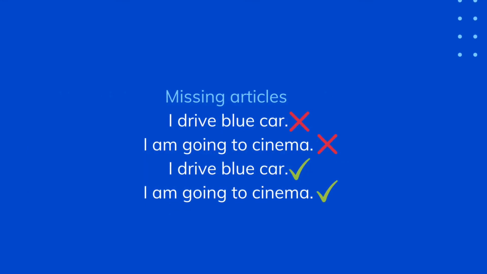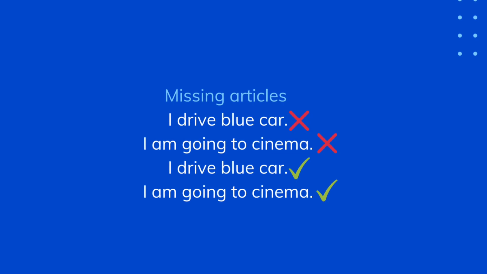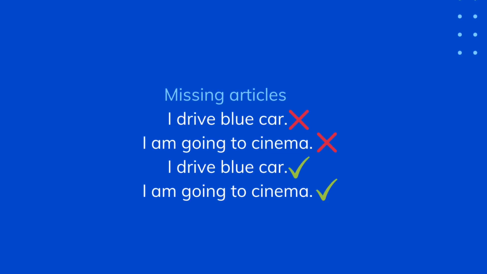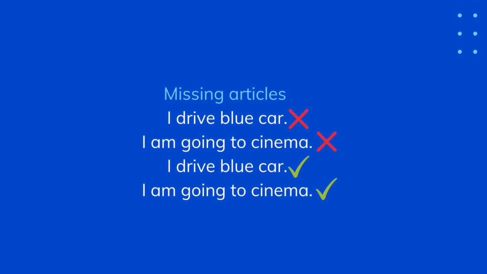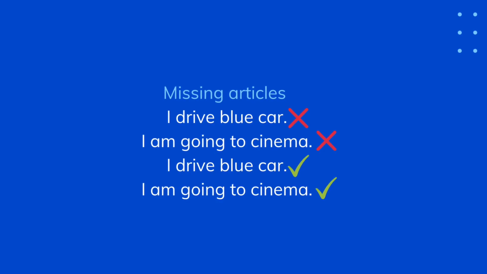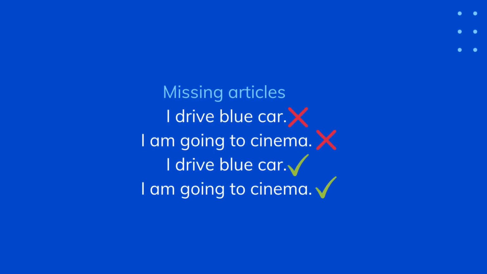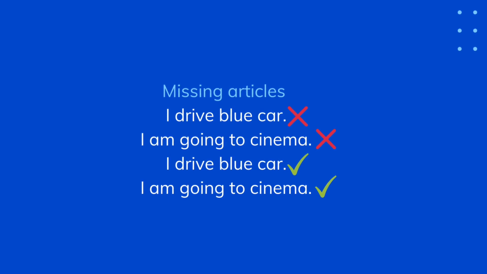Missing articles. For example, I drive blue car. I am going to cinema. Missing articles are a common mistake amongst learners of English.